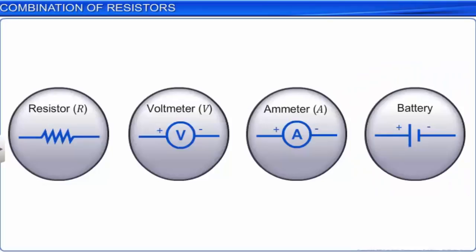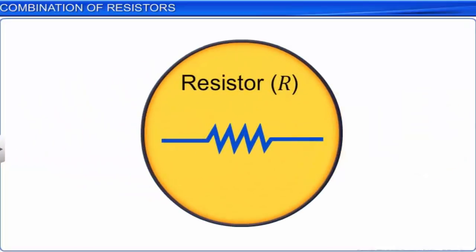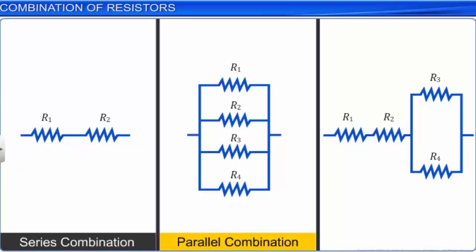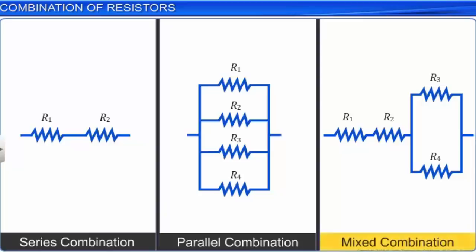As you learnt earlier, there are various elements used in an electrical circuit, such as a resistor R, voltmeter V, ammeter A, and battery, which are represented here. These will help you understand the various circuits dealt with in this module. Resistors are one of the important components in a circuit. Resistors are joined together to form various types of combinations to obtain the required resistance in the following 3 ways. 1. Series combination, 2. Parallel combination, and 3. Mixed combination made up of both series as well as parallel combinations of resistors.